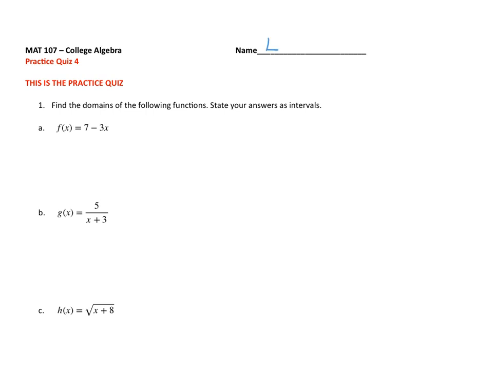Let's go over a couple of practice problems for quiz 4. To start with, let's find the domains for the following functions. F of x is equal to 7 minus 3x. What is the domain of this function? It is all real numbers, which we can write as this interval from negative infinity to positive infinity.